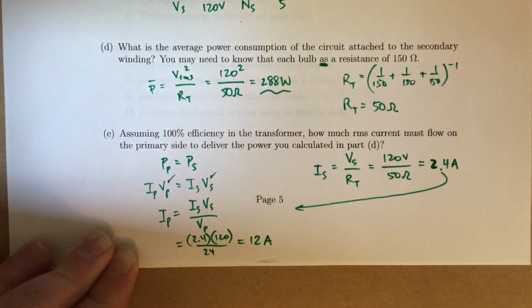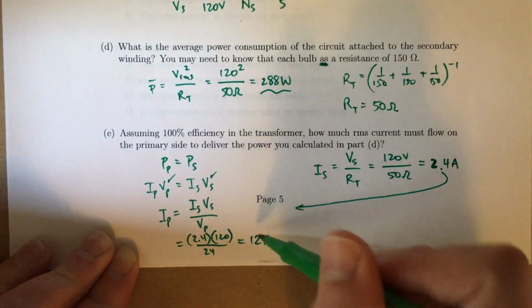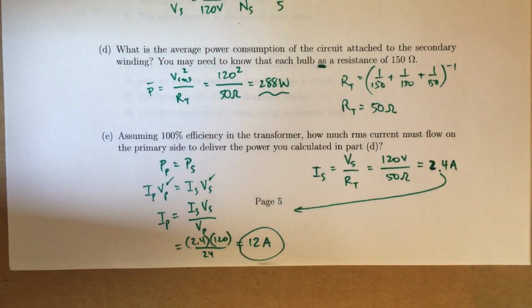Okay, we can check my math on the other one. Great. And then, great, double checked. Good. So that's our current flowing through the primary.